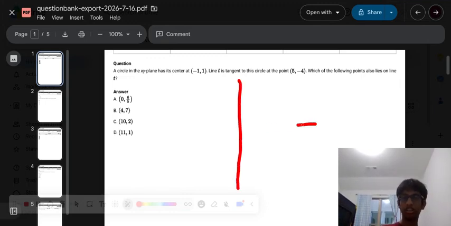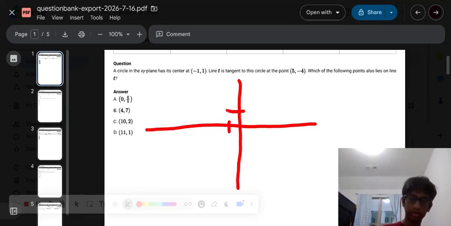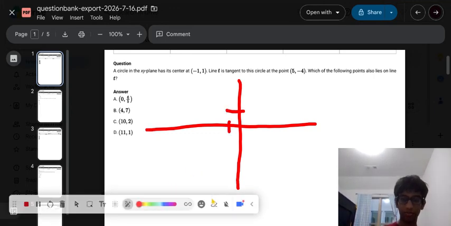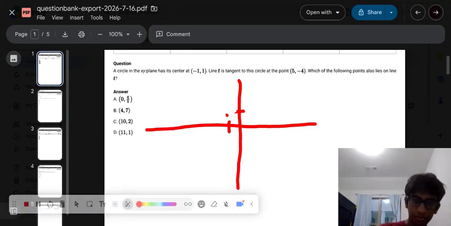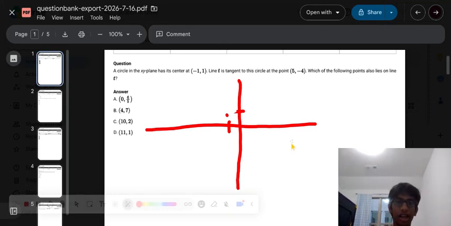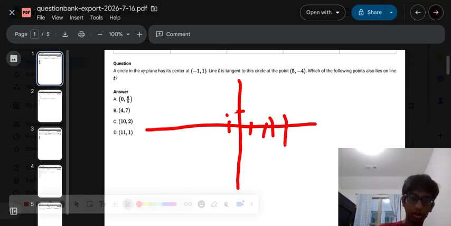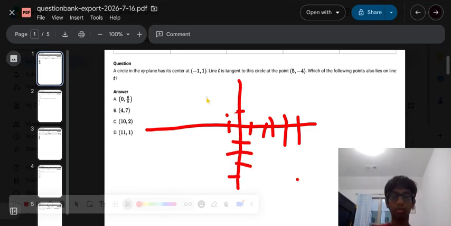So again, this is not my best drawing ever, but it'll be fine. So we have negative 1, 1. Okay, this will probably be about as good as I can get it. And then we had the point 5, negative 4. 1, 2, 3, 4, 5. 1, 2, 3, 4. So around here. And we know that both of these are points on the circle.